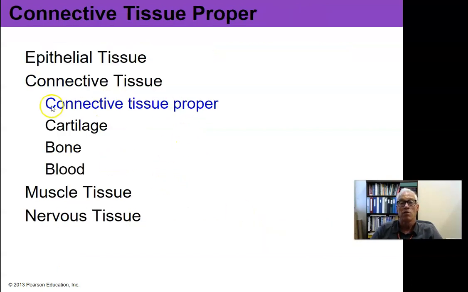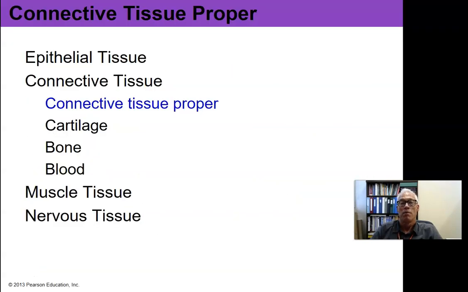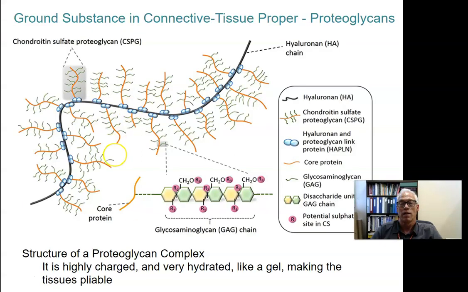All right, so our first subcategory of connective tissue is called connective tissue proper, and there are three types of connective tissue proper. Before we look at that, we're going to look quickly at the structure of the major component of the ground substance in connective tissue proper. Proteoglycans. They're the coolest thing ever.